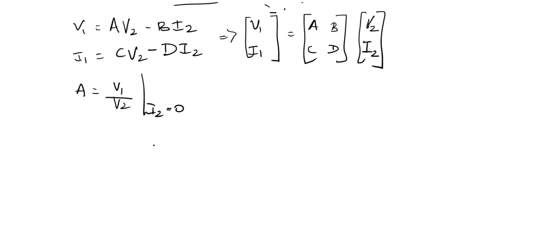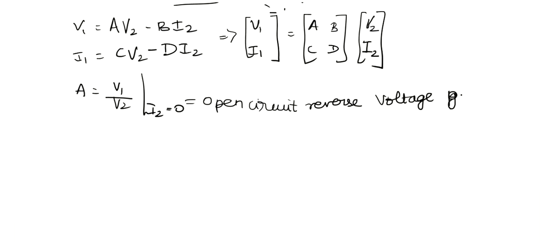Is it a short circuit or open circuit? It is an open circuit. Very good. It is an open circuit. And look at the fraction V1 by V2. So definitely it is a reverse voltage gain. If it is V2 by V1, we can tell that voltage gain. But here it is V1 by V2. So it is a reverse voltage gain. Okay, then B, correct? So look at the equation and tell me B.